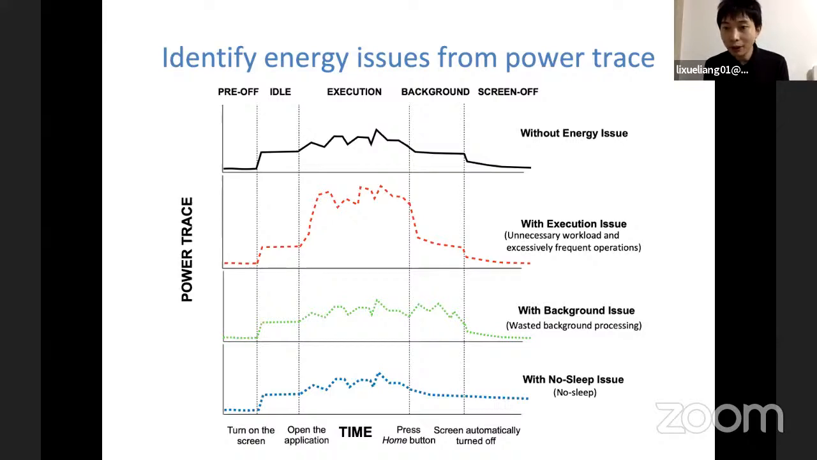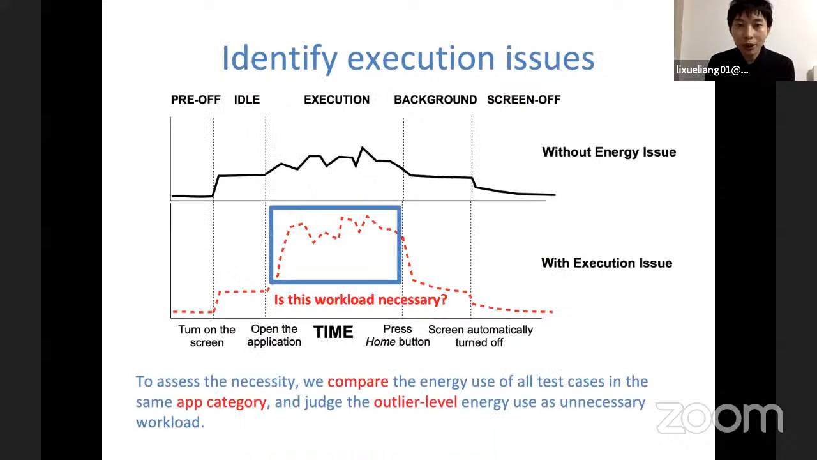The first one is execution issues. They are caused by unnecessary workload and excessive, frequent operations. We can also identify background issues caused by wasted background processing, and no-sleep issues caused by no sleep. So the key point to identify execution issues is to assess the necessity of workload.